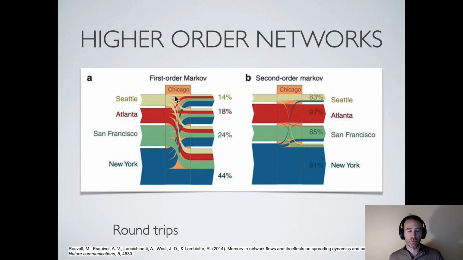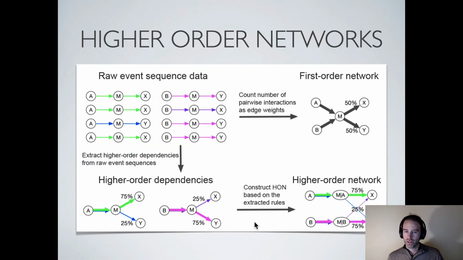Okay, so if you forget about the history, you know that you're in Chicago, you think that the next trip has a 14% chance of going to Seattle. But if you remember that you're coming from Seattle, then you can predict that the next trip will be to Seattle with a probability of 83%. Okay. So how to represent this in terms of networks?